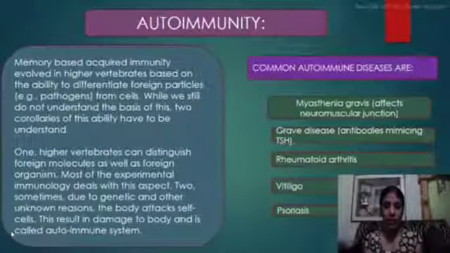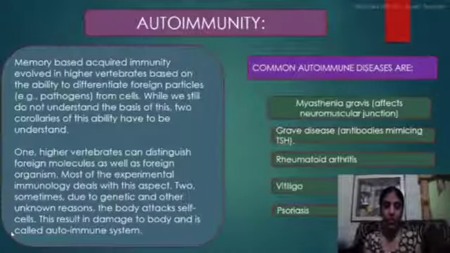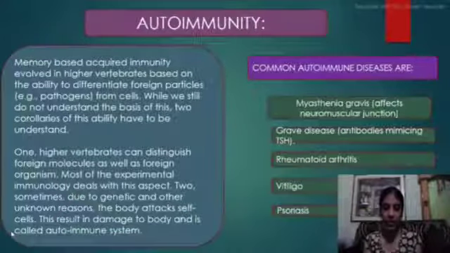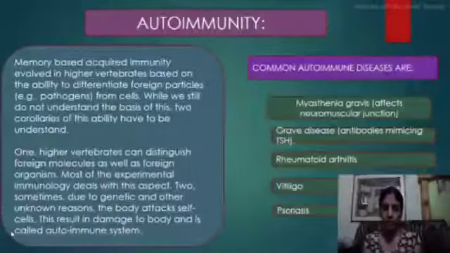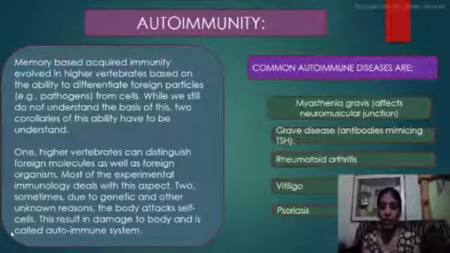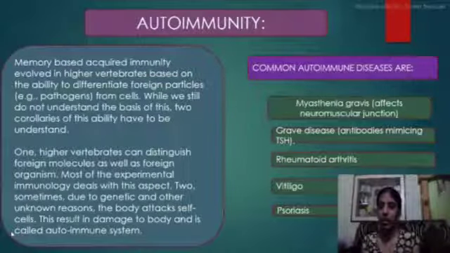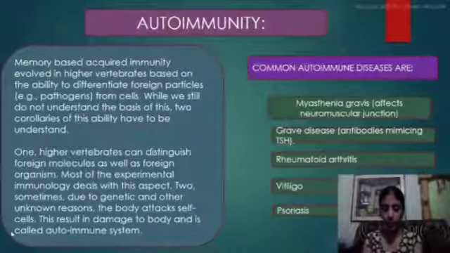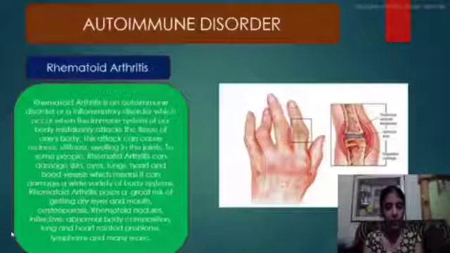Second, sometimes due to genetic and other unknown reasons, the body attacks its own cells, and this results in damage to the body, and this is known as autoimmunity. So here are some of the common autoimmune diseases, and we'll discuss 2 of them in the next slide.